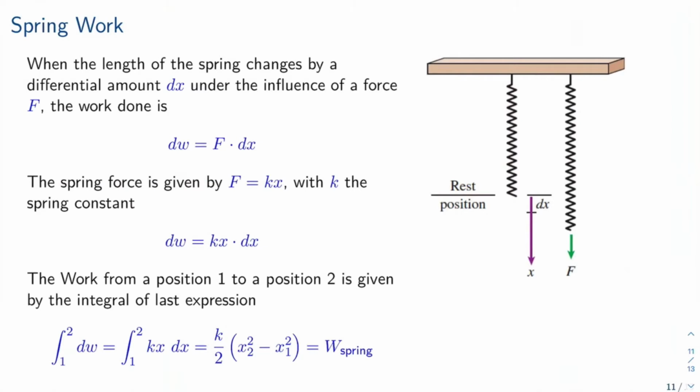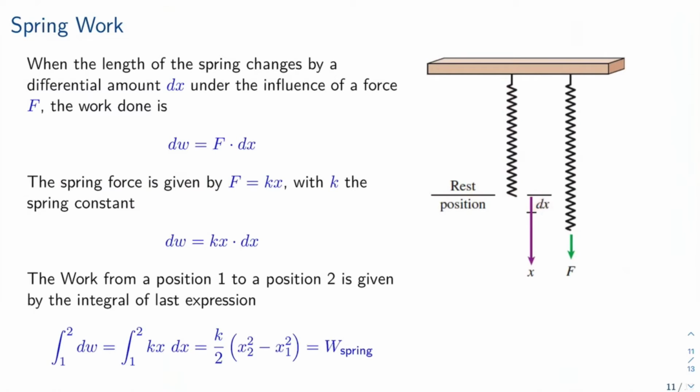The third type of work is spring work. Let's suppose that we have a spring whose original rest position is this one. Then we apply a force, and the spring will move from this position to this position. Now to compute the work, we can do it by steps. We consider a differential of displacement dx, and so the differential of work is equal to the force dot product dx. So the force is constant and dx is increasing.